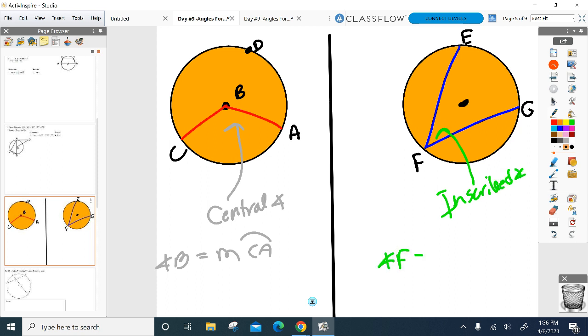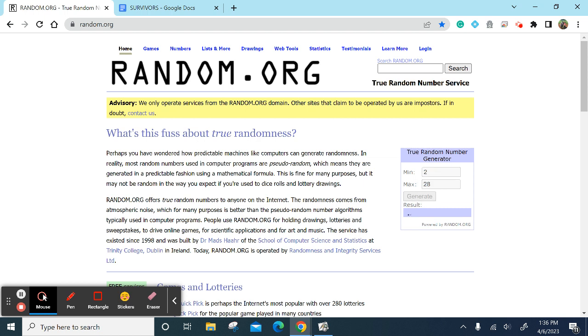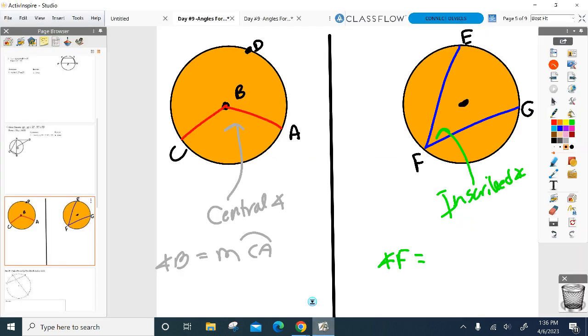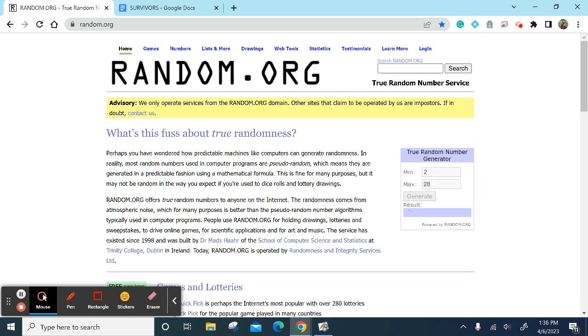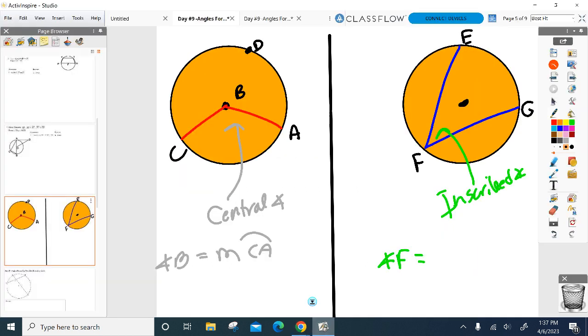And how do I find angle F? What's the rule here? How do I find it? Let's hear from 10. Oh, perfect. How about 23? All right. We're on 7. Half of the arc, in this case, half of arc EG.